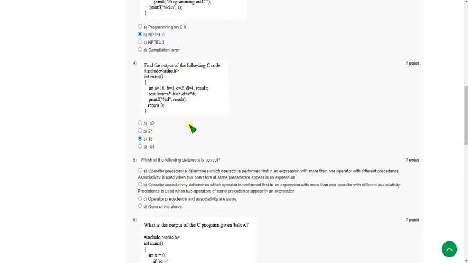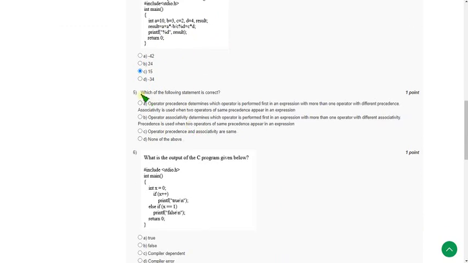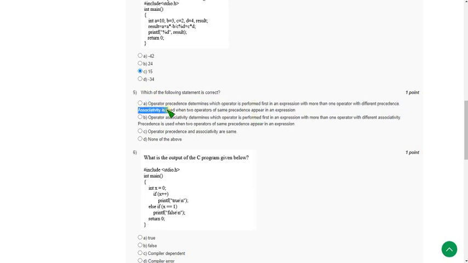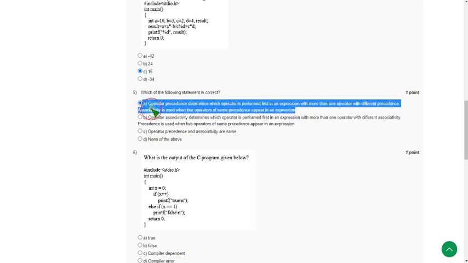And moving on to the fifth one: which of the following statements is correct? The answer is option A, because operator precedence means which operator should be given preference first, and associativity means when two operators have the same precedence, which one should be given preference first. So the answer is option A.